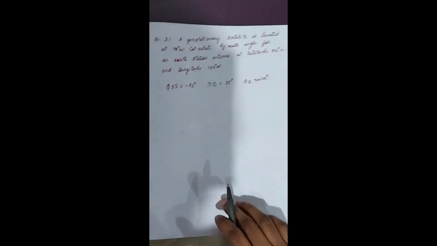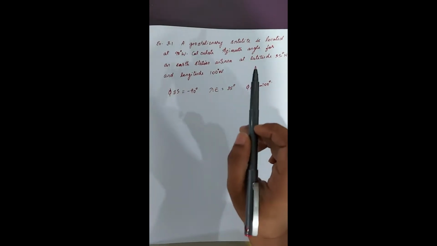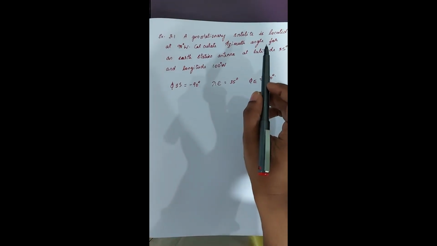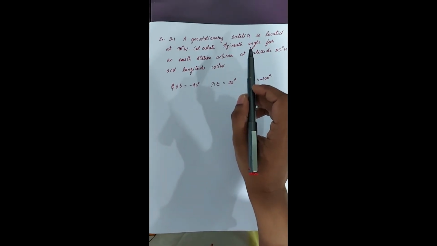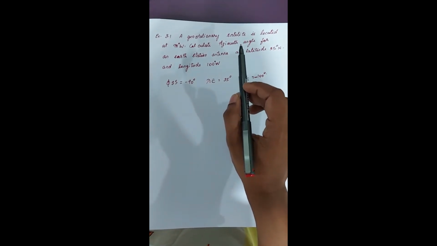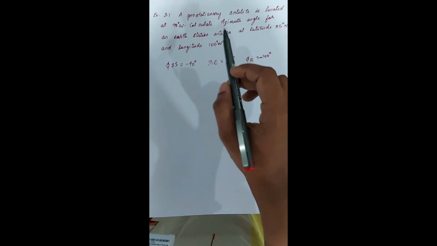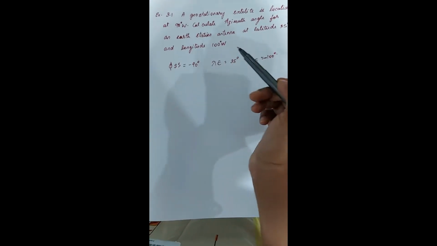So here is our first problem from the chapter Geostationary Orbit. A geostationary satellite is located at 90° west. Calculate the azimuth angle. So we are trying to find out the azimuth angle, which I told you is a very important parameter for the antenna look angle: azimuth angle and elevation angle. Usually the problems are mainly with respect to azimuth angle because elevation we always get it.